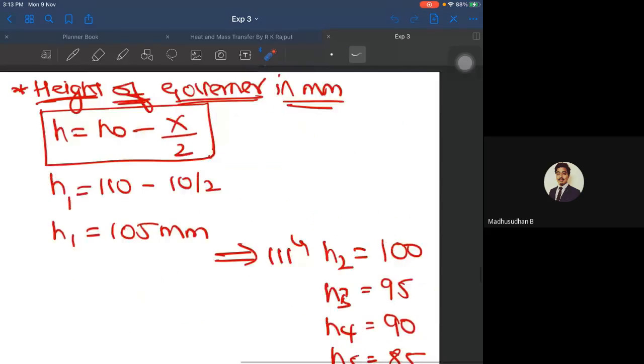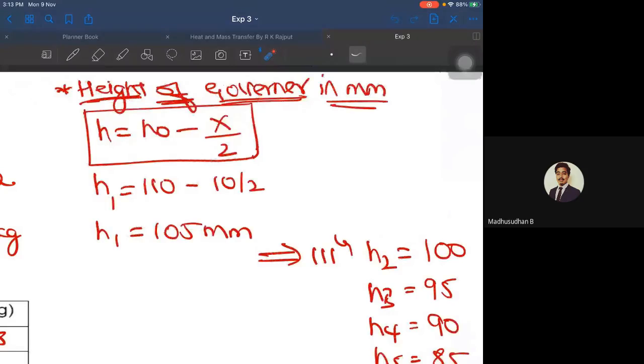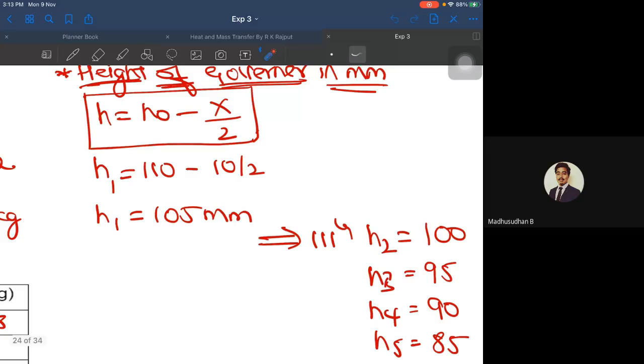Let us look into the calculations now. Calculations are very, very easy. X would be the movement of the sleeve: 10, 20, 30, 40, and 50. Correspondingly, you have to calculate the height of the governor, where H is given by H0 minus X by 2. Substitute X as 10, 20, 30, 40, and 50. You'll get H1, H2, H3, H4, and H5, that is 105, 100, 95, 90, and 85. So these are the readings we'll get, which is the height of the governor.